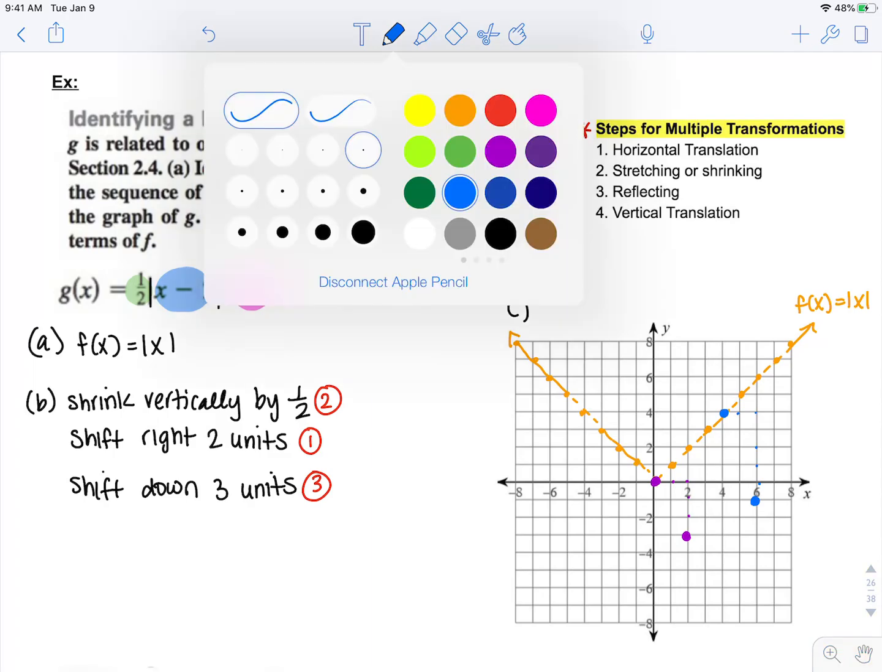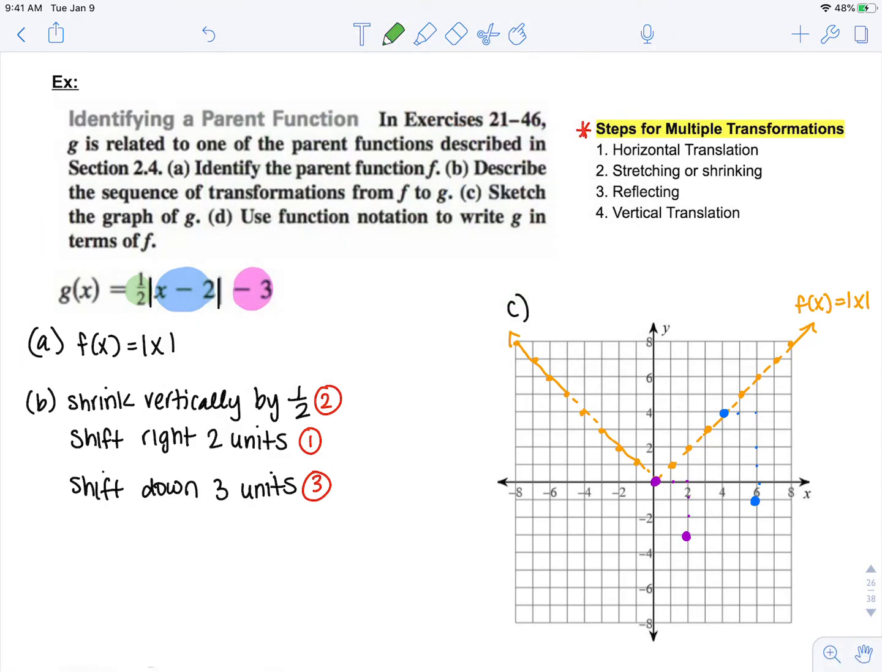Let's do one more. On this side, let's do 2, 2. All right? So I'm going to shift it right 2. Then I'm going to shrink this height vertically by 1/2, which means instead of 2, I'm going to go down to 1. Then I'm going to shift down 1, 2, 3.